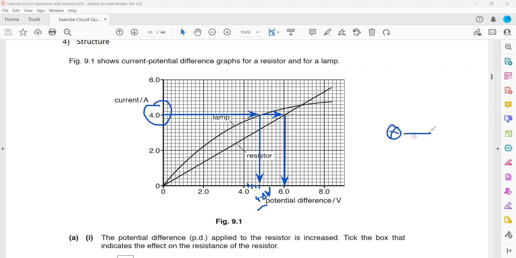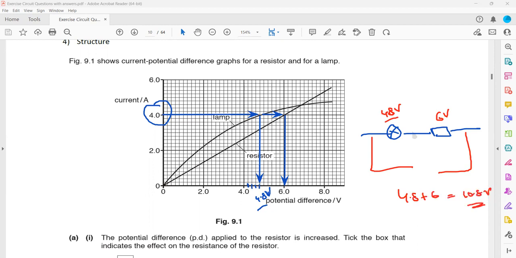So there is a lamp and there is a fixed resistor. Both are connected in series. Across the lamp, the voltage was 4.8. Across the fixed resistor, the voltage was 6. The question is, what is the total voltage in this combination? As they are connected in series, the total voltage will be just the sum. So it will be 4.8 plus 6, that's equal to 10.8 volts.